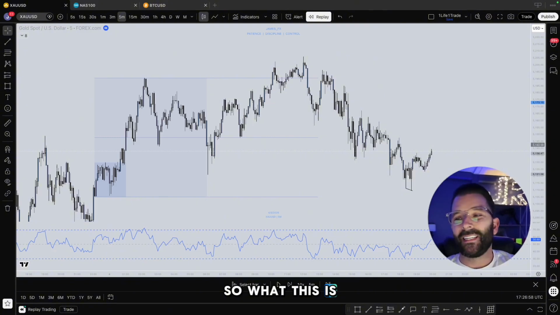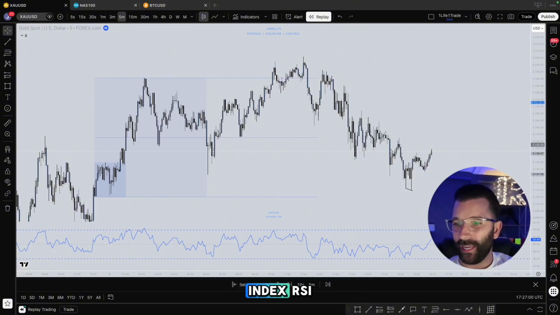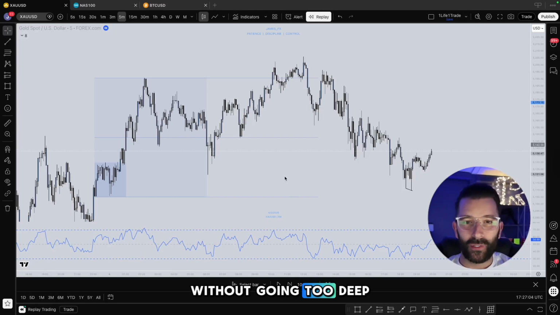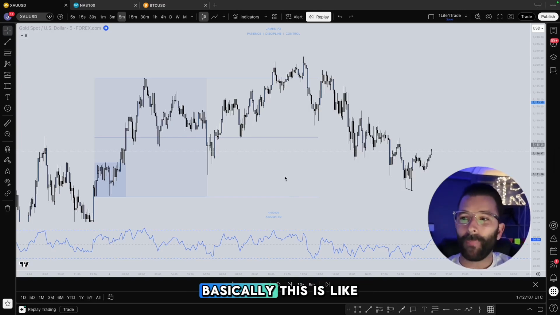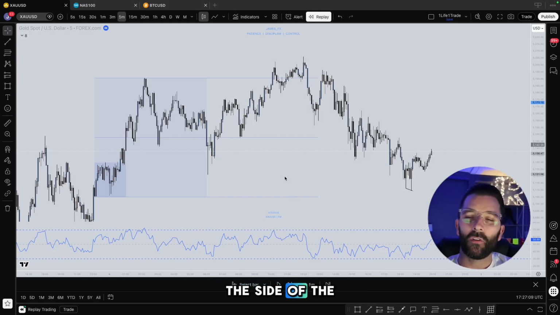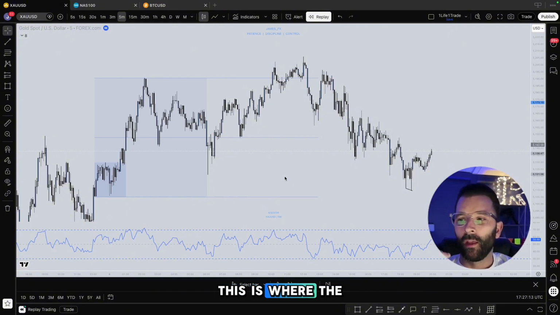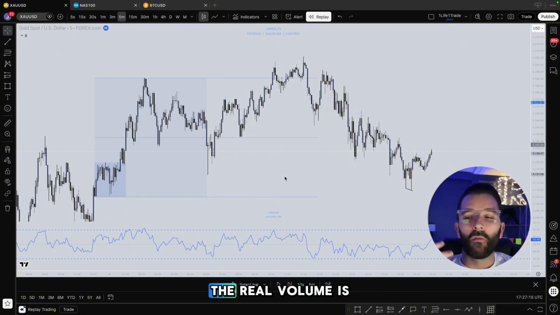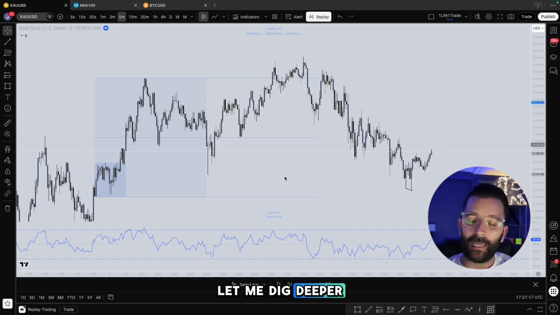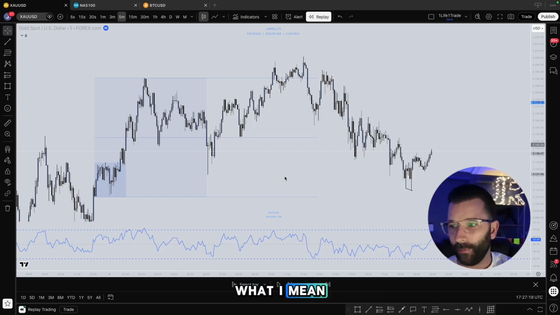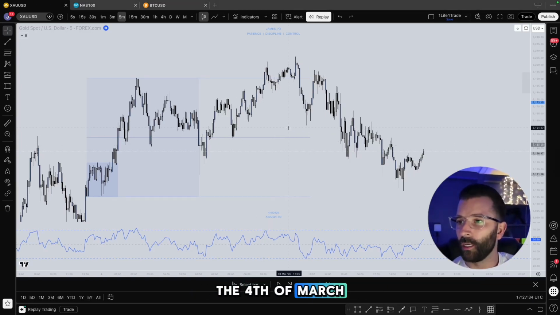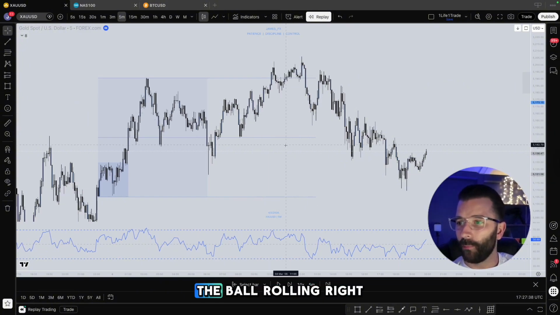So what this is, is a relative strength index, RSI. That's what they call it. Now, without going too deep, basically this is like the side of the volume. This is where the contracts are. This is where, shall we say, the real volume is. Let me dig deeper and you'll know exactly what I mean. So this was on the 4th of March. I've picked out a right easy one to get the ball rolling.